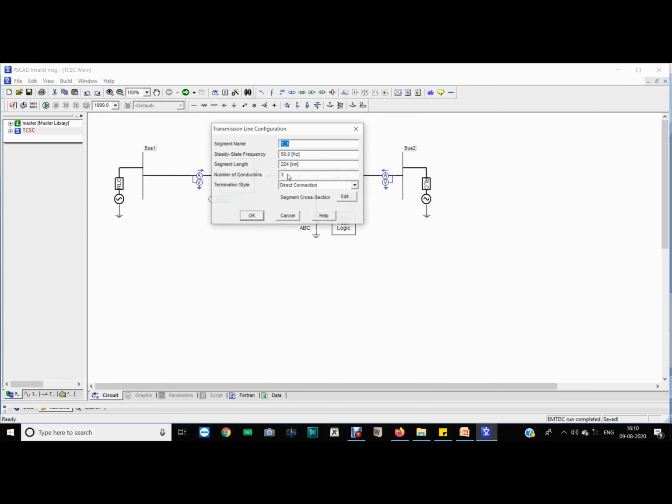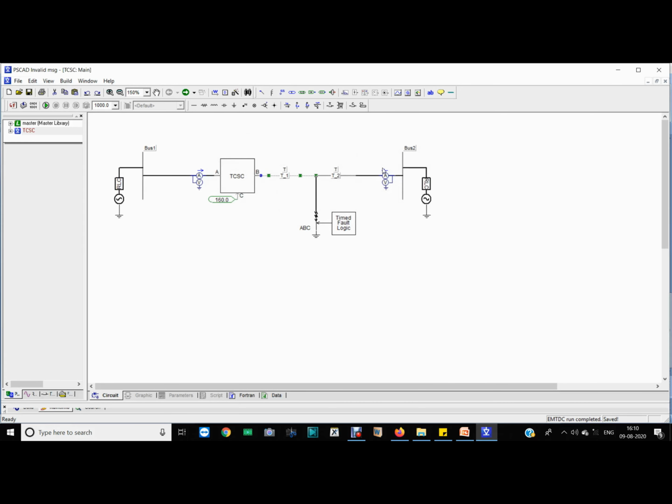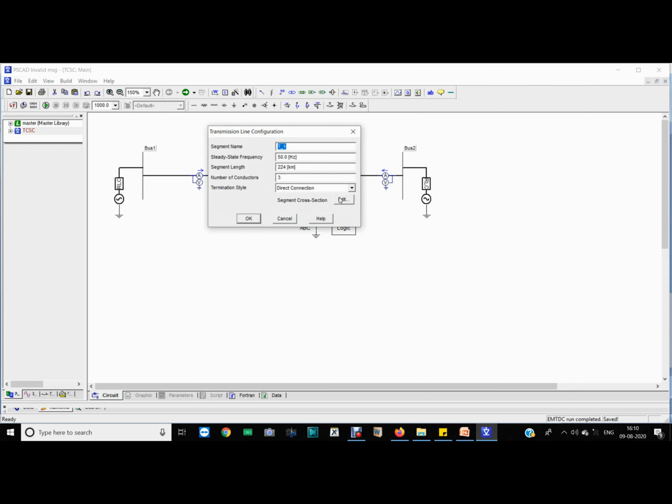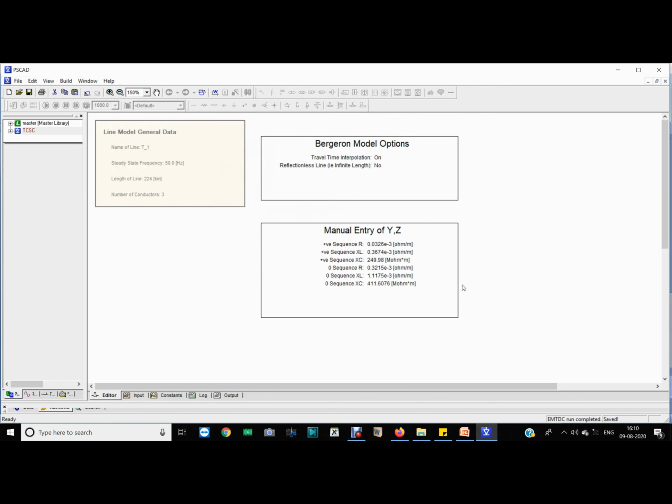now the transmission line and this two machine two bus system, I have made a video earlier. I will give the link in the description box. You will find the modeling of the transmission line in those videos. So we will get the positive sequence and zero sequence impedance of the transmission line.